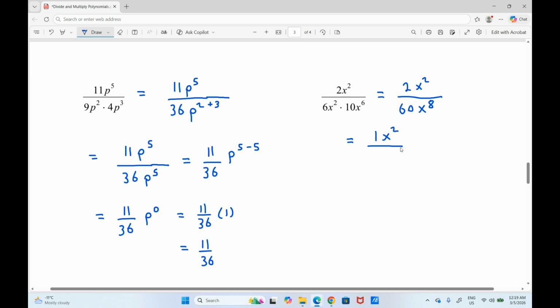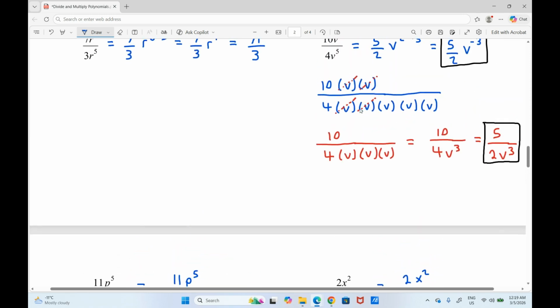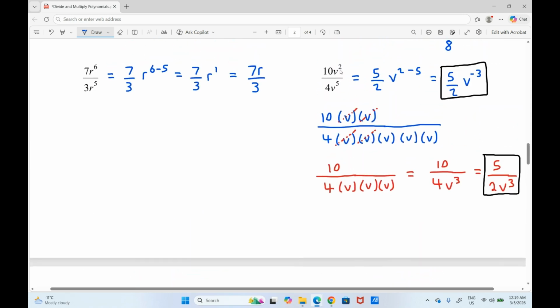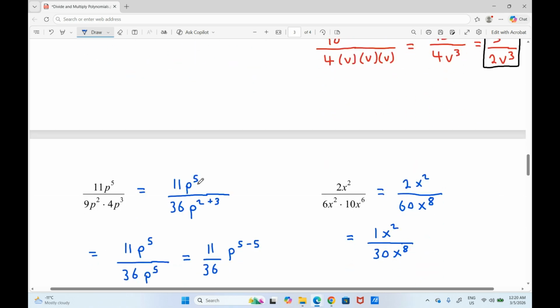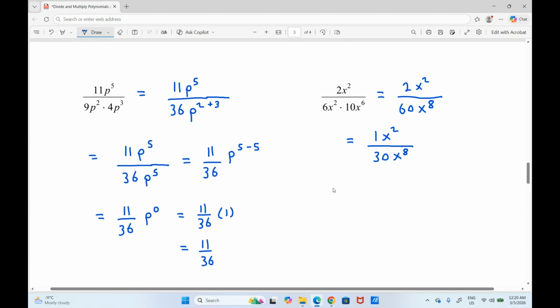1x squared. And 60 divided by 2 would be 30. So I got 30x to the exponent of 8. So now I can write this in two forms. If I divide these, it would be x to the exponent of 2 minus 8. Or I can use the trick I did here, where I took these powers and expanded them out, and then started canceling out the same variables from top and bottom. So there can be two answers here, or two forms of the answer.